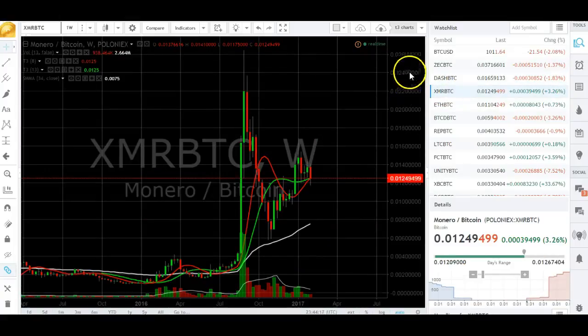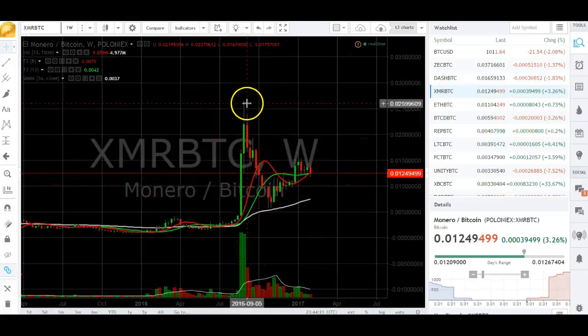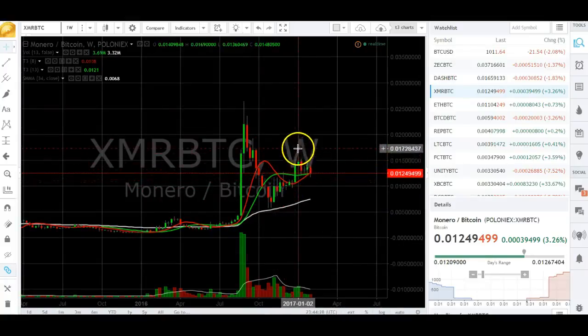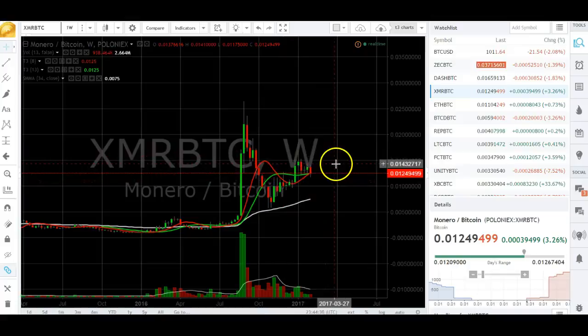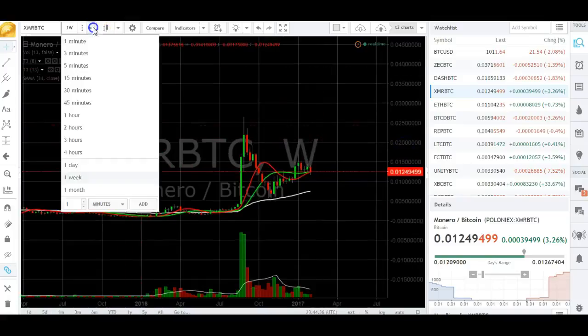Moving on here. Looks like a Monero Bitcoin pair came down into support after its last blast off. It's consolidating. Look for previous high breaks on the long-term chart.